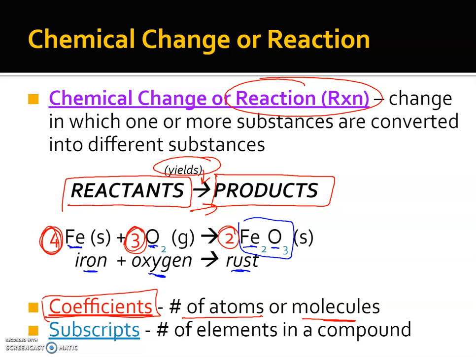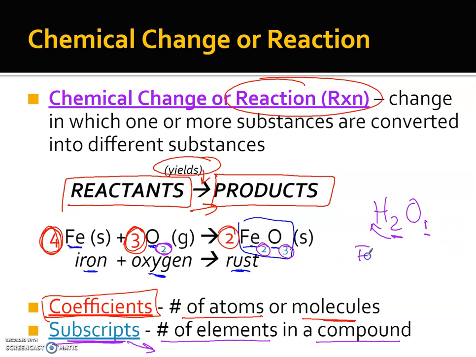You'll also notice there are these little small numbers right here. These small numbers are called subscripts, like a subway below the line. They are below the line of type. They are the number of elements in that compound. You know all about H2O. It has 2 hydrogens and 1 oxygen. We don't write the 1 because it's implied to be there.